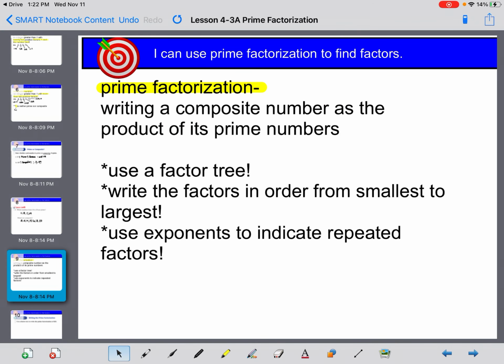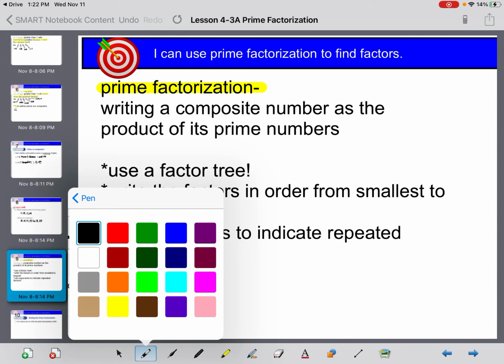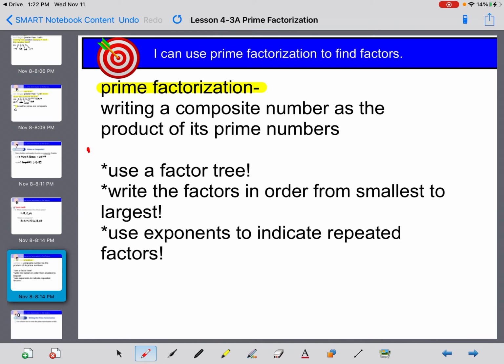Moving on, prime factorization is writing a composite number as the product of its prime factors. We're going to use a factor tree. Let me do this for you. You want to write everything above the red line in your notes. Make sure that you write the factors in order from smallest to largest and use exponents to indicate your repeated factors.